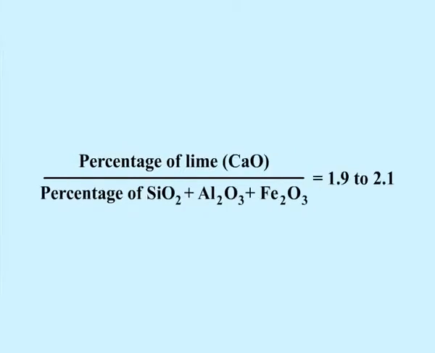For a good quality, cement ratio of percentage of silica to percentage of alumina should be equal to 2.54 to 4 and ratio of percentage of lime to percentage of silicon dioxide plus aluminium oxide and ferric oxide should be in between 1.9 to 2.1.